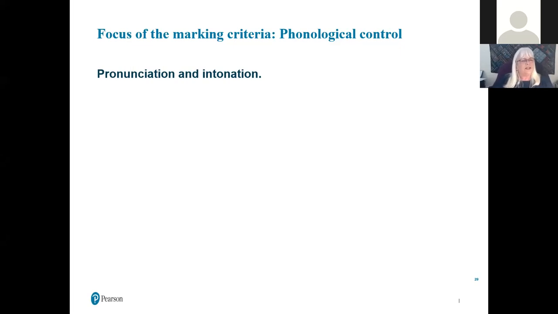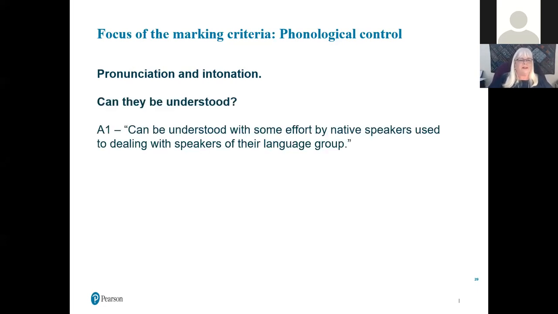my wrong sheet here. Phonological control covers a whole range of things to do with language production, right from the phonetic features of each language, word stress, along to rhythm and intonation. But if you think of it as pronunciation and intonation, that's a good couple of things to remember. Really, can they be understood? And so the descriptors for the different levels are as follows.